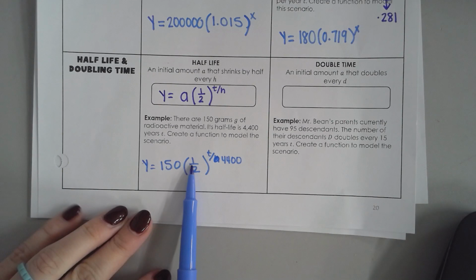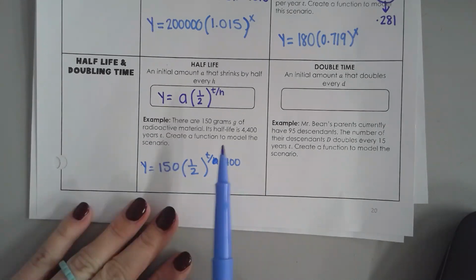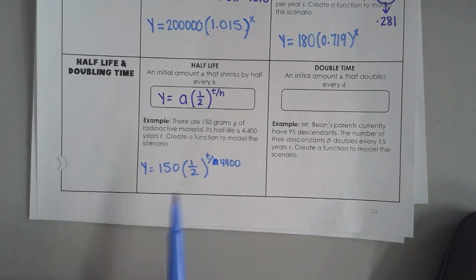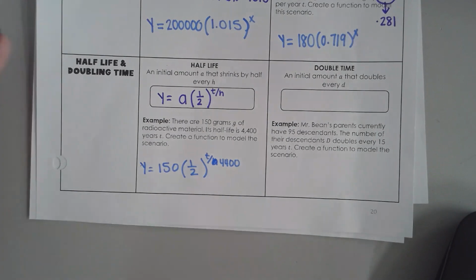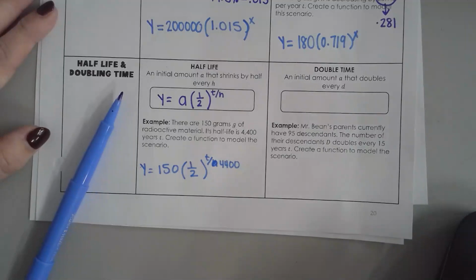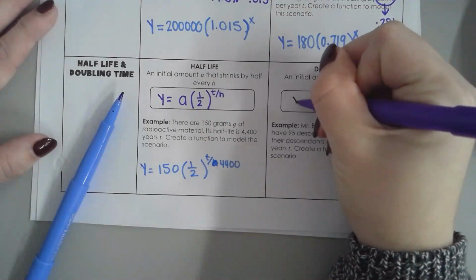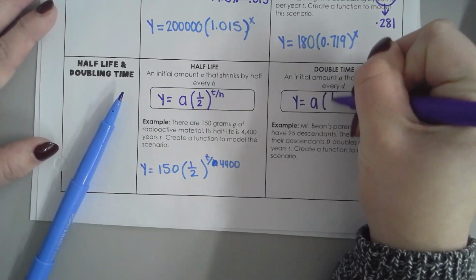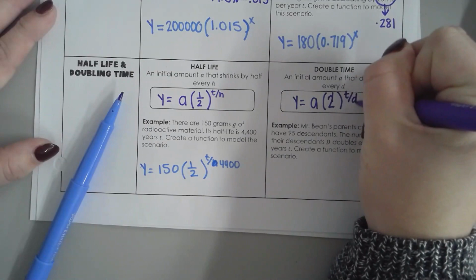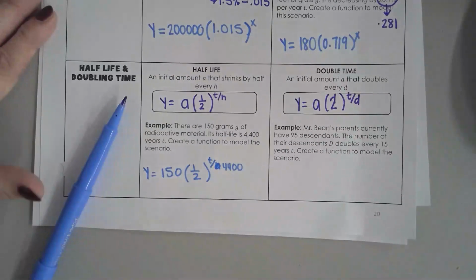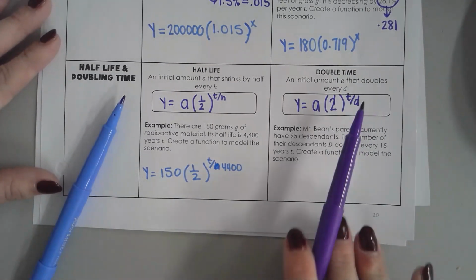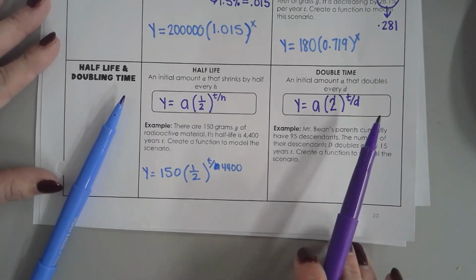A half, and then the power is t over whatever that half-life is, and it'll tell you the half-life is something. Okay. Now double time is when it's doubling, not dividing in half. So double time, y equals a times, oops, I almost wrote a half, 2 to the t over d. And we're using d for the double time. So t is the variable that stays. You will fill in something for d.